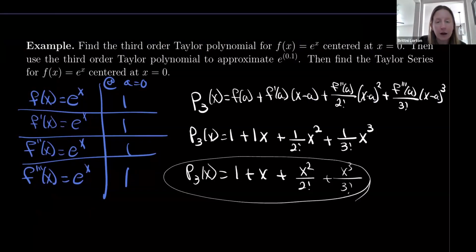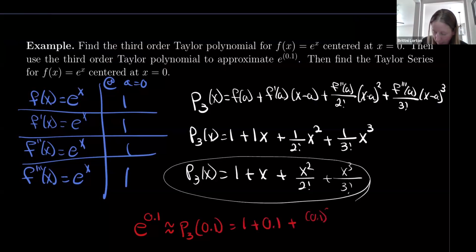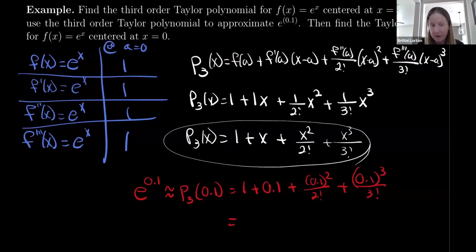So that was specifically for e to the x centered at 0. There was a little bit more that it asked. It asked to use that third order Taylor polynomial to approximate e to the 0.1. So let's do that. So e to the 0.1, this notation matters, is approximately equal to the third order Taylor polynomial at 0.1. So now I just plug 0.1 into the polynomial that I just found. Feel free to turn everything into fractions if you would prefer, but of course you're allowed a calculator, so I'm totally fine if you just type that in.